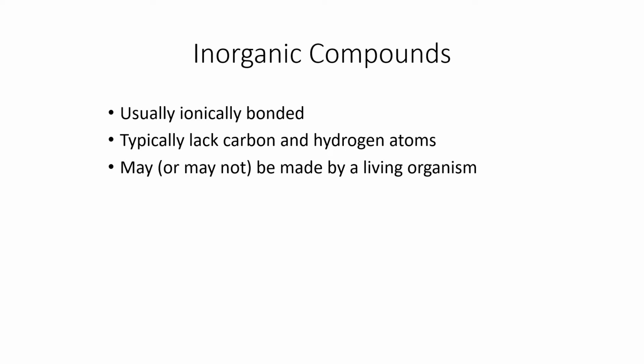So you may have heard of the terms organic produce before, but organic produce and organic compounds have a bit of a different meaning. So when we talk about inorganic compounds, we are talking about chemical compounds that are usually ionically bonded together. These kinds of compounds also typically lack carbon and hydrogen atoms, and they may or may not be made by a living organism. And of course, these rules are made to be broken. We'll talk about some exceptions to these rules in just a moment.